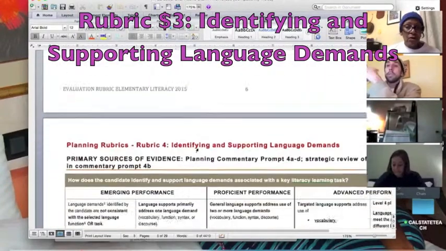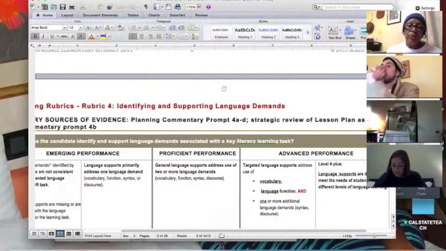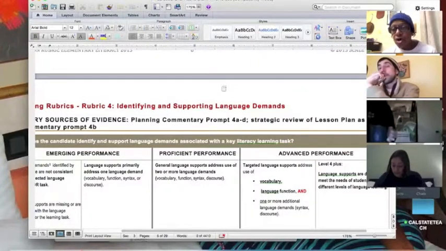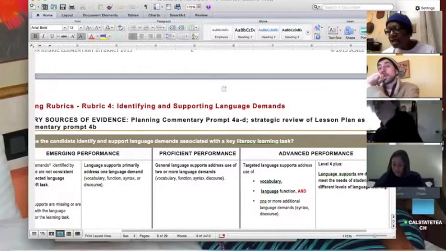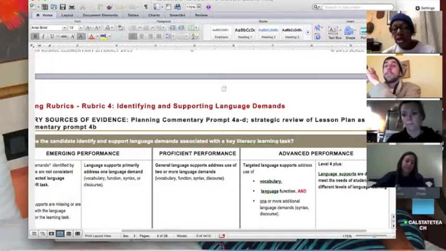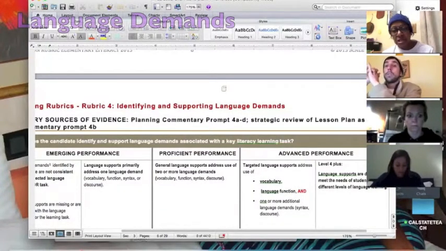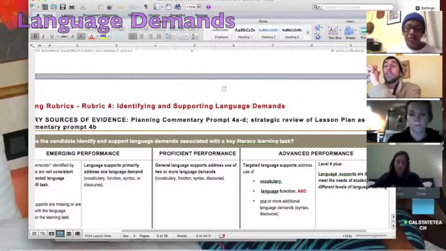And still, this one is in the planning for instruction. Number 4 is identifying and supporting language demands. This is the one that you could probably get tripped up on because our curriculum is not as strong in this as it should be, but that's why I'm sharing with you the balanced literacy Reading A to Z. If you just do one of those lessons, you'll be perfect.